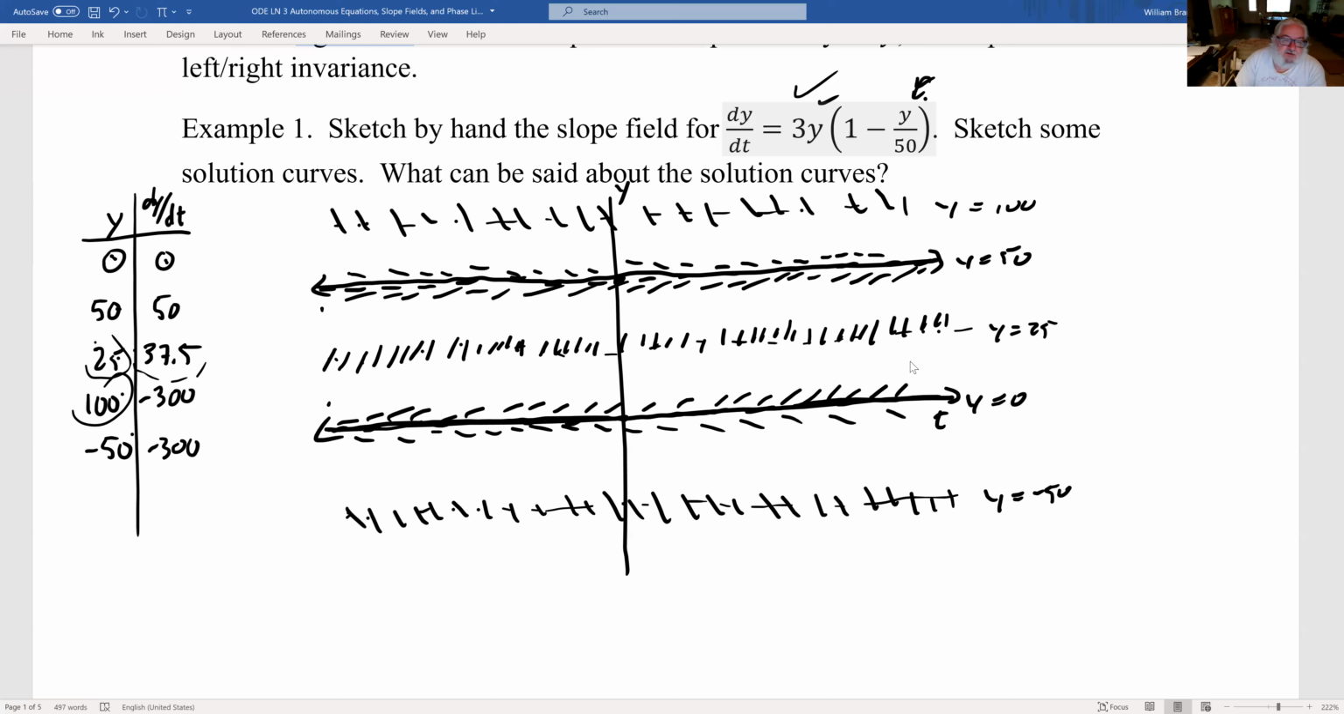So what does a solution curve look like? Well, if I start here and come down, you can't cross that horizontal line, so you just have to approach it. Always going down though, right? We're always decreasing.